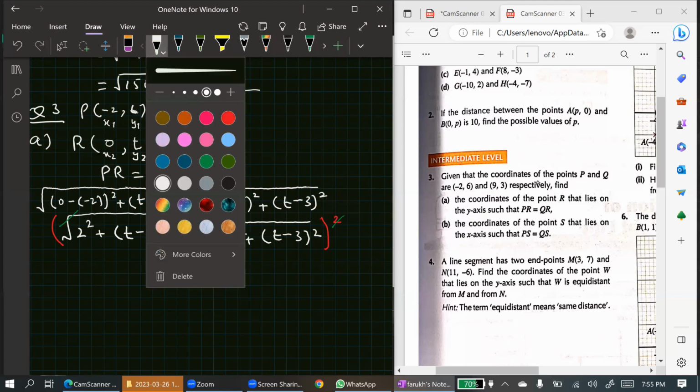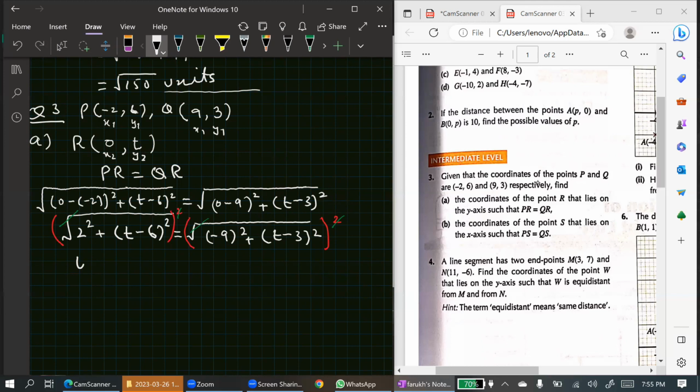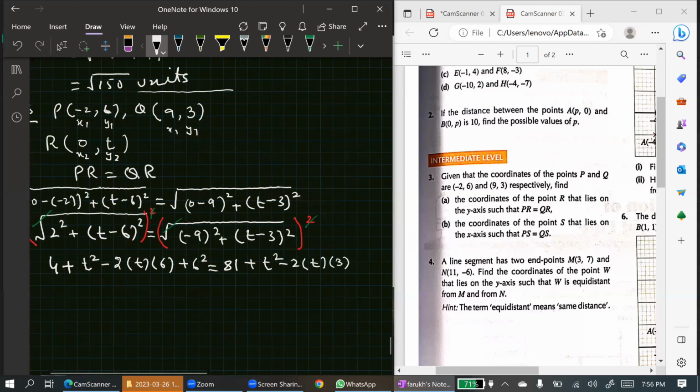Now we are left with 4 plus... do you know the formula a minus b whole square? Yes. This will become a square minus 2ab plus b square is equal to 81 plus t square minus 2 into t into 3 plus 3 square.